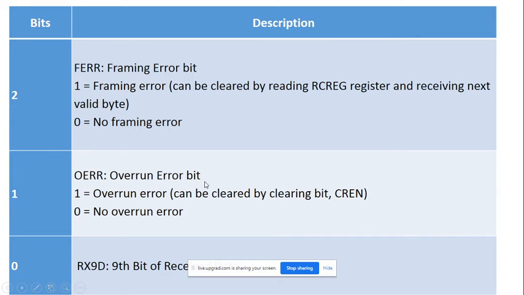Similarly, the overrun error bit. When you are transmitting the package from one device to another, if an error is generated in between, the overrun error bit will become 1. And if there is no overrun error, it will remain 0. Then the next bit is bit number 0, which is the location for the 9th bit received. One by one, data is coming through the RX pin and is placed into the receive buffer register. The receive buffer register receives all the bits of the package. It removes the start bit and stop bit, and the 8-bit data is placed into the receive buffer register. Now where to place the 9th bit? The 9th bit is placed at this particular location. In this fashion, if your data is 9-bit data, the 9th bit is located at this location.